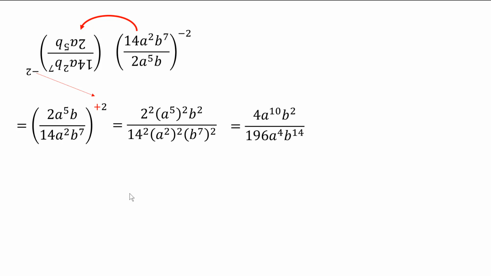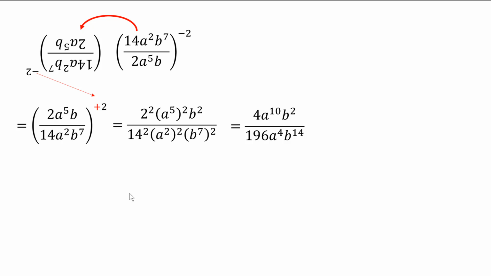2 squared is 4. A to the 5th squared, you multiply the exponents, so it's a to the 10th. You've got b squared on the bottom. 14 squared is 196. A squared squared, you multiply 2 times 2, so it's a to the 4th. And then you've got b to the 7th squared, so 7 times 2 is 14, so b to the 14th.